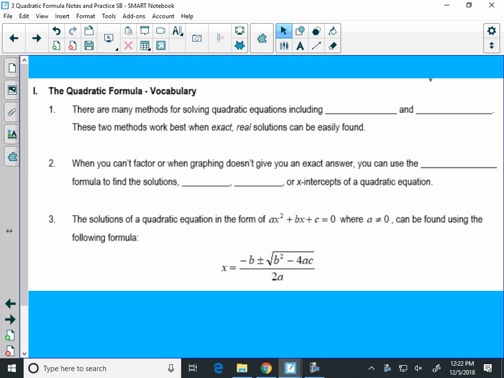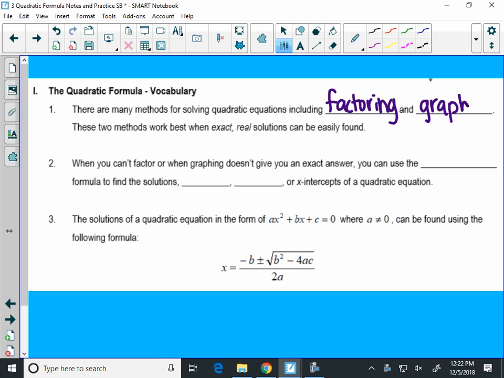And it says there are many methods to solve a quadratic. Right? We've done 2 of them already. We have done the methods of factoring and the method of graphing. That's what your quiz was on a couple of minutes ago. Okay, so you can solve a quadratic by those 2 methods.